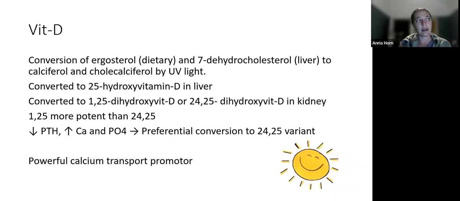Then another thing is vitamin D. UV light converts ergosterol and 7-dehydrocholesterol to calciferol and cholecalciferol in the skin. That's then converted first in the liver and then in the kidney to the active variants of vitamin D, which is either 1,25 or 24,25. The 1,25 is the more potent one. Therefore, if you have decreased parathyroid hormone and increased serum calcium and phosphate, you will have a preferential conversion to the less active variant of vitamin D, as your body requires, based on your body's calcium needs.